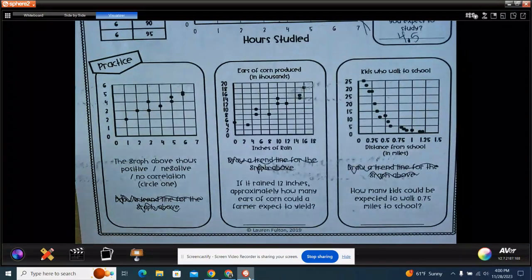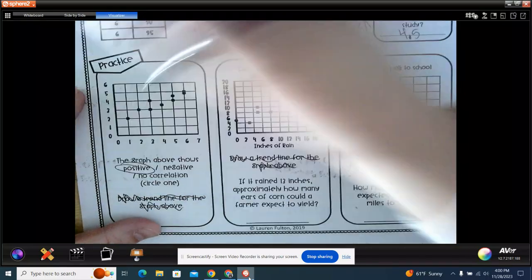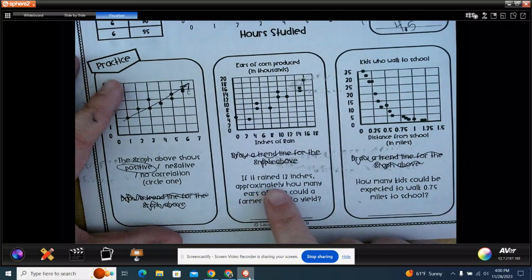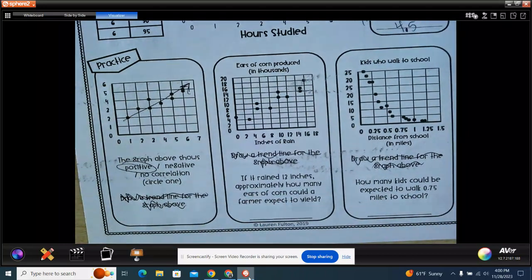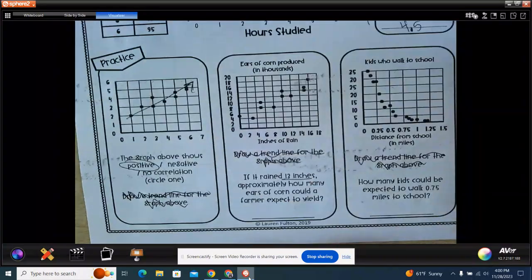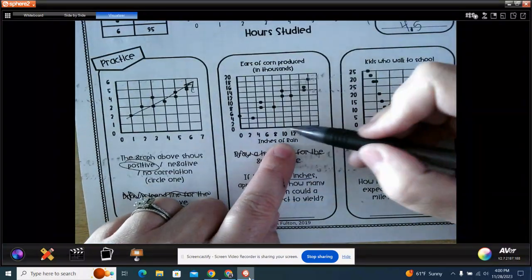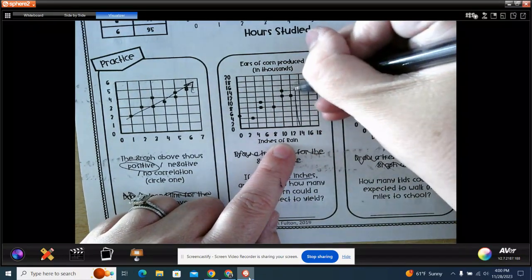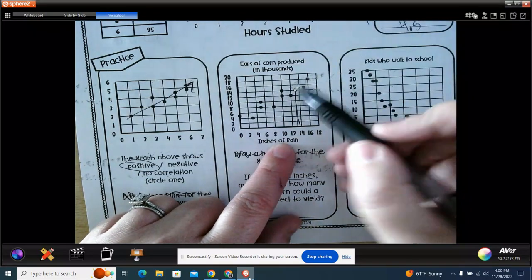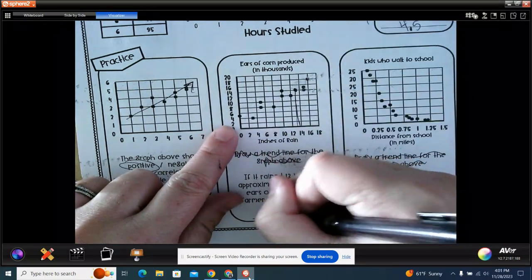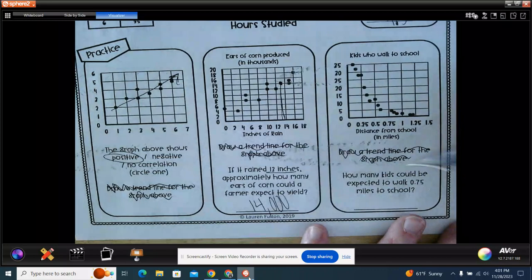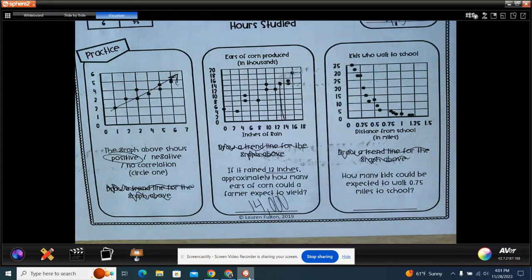So, a few extra problems. The graph above shows us that it is positive correlation because the dots are going up. Next one: if it rained 13 inches, approximately how many ears of corn would the farmer expect to yield? I'm going to find 13 inches of rain and go up. If you notice, there are not any dots, so I need to find what best fits a point. I would say it is about 14, so 14,000.